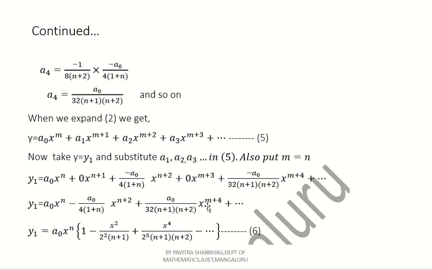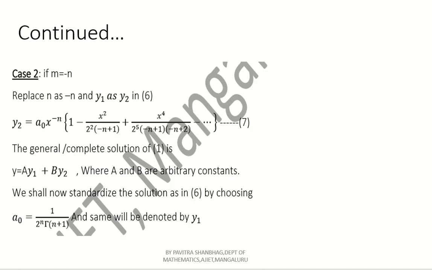Next, x power 4 by 32 into n plus 1 into n plus 2. Since we can express 4 in terms of 2 square, it is 2 square. Similarly, 32 is 2 power 5, so we have taken 2 power 5. Call it equation 6. Now, next let us move to case 2, that is m equal to minus n.